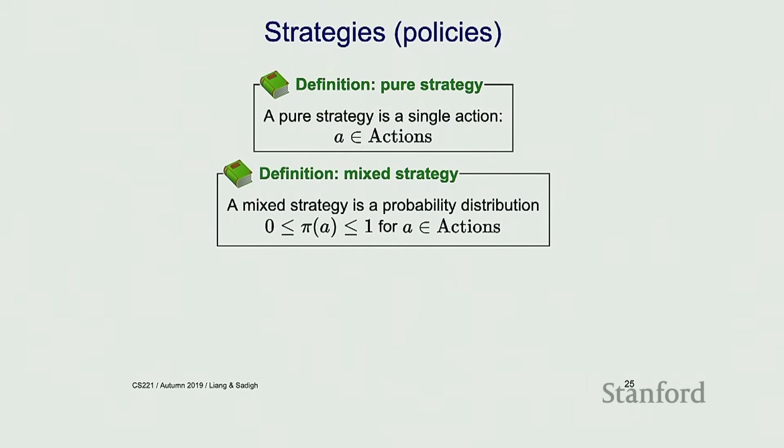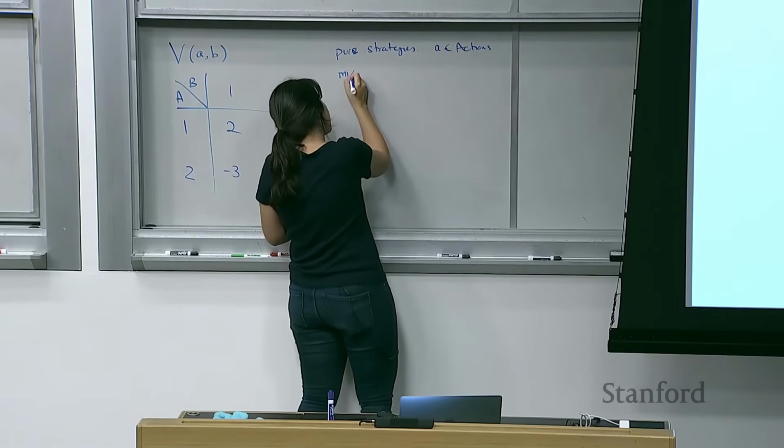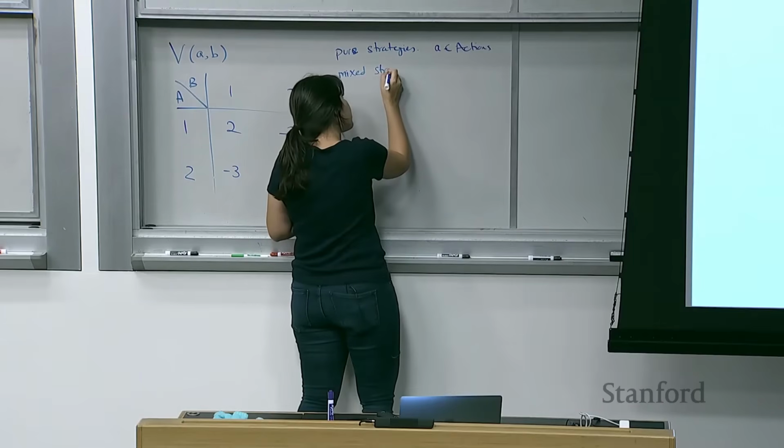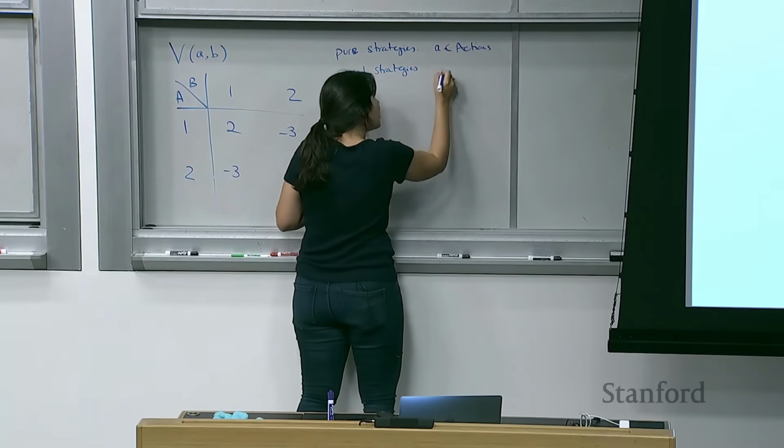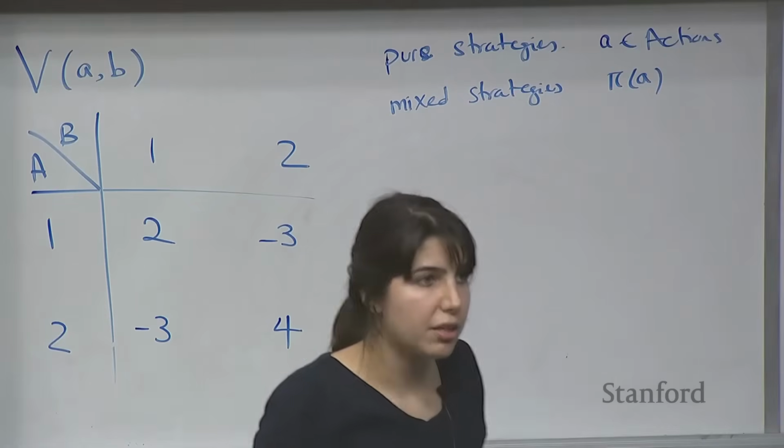We have also this other thing that's called mixed strategy, which is equivalent to stochastic policies. A mixed strategy is a probability distribution that tells you what's the probability of you choosing A. So pure strategies are just actions, A's. And then you can have things that are called mixed strategies, and they are probabilities of choosing action A. Okay?